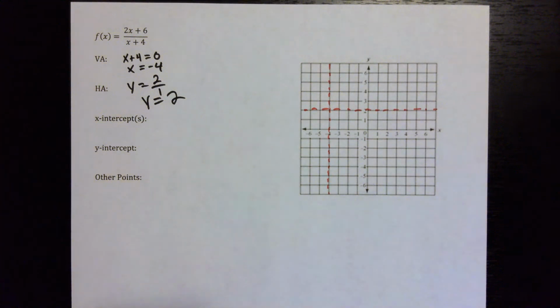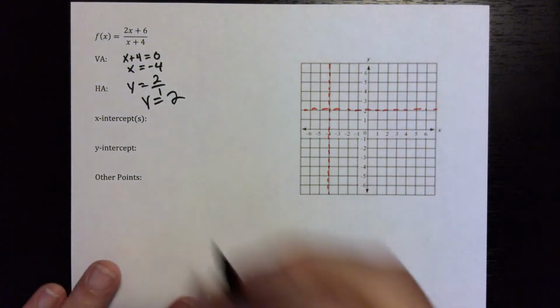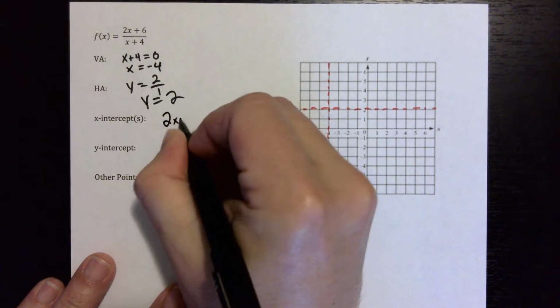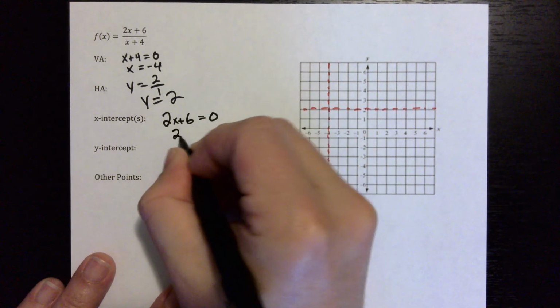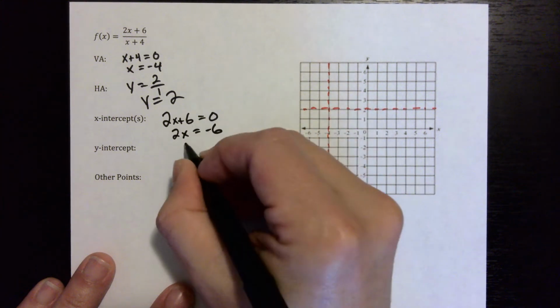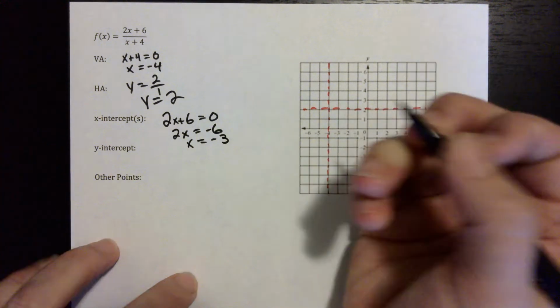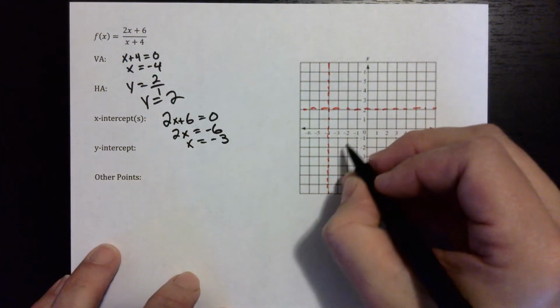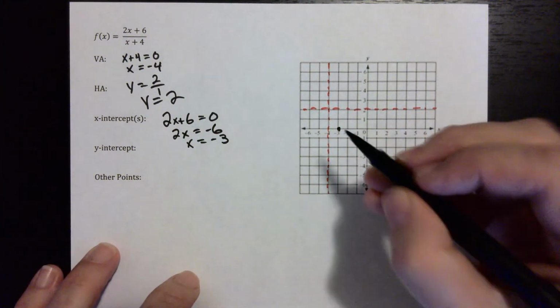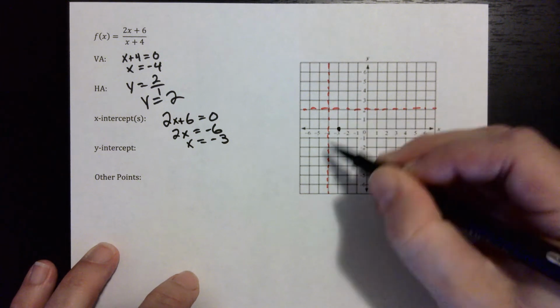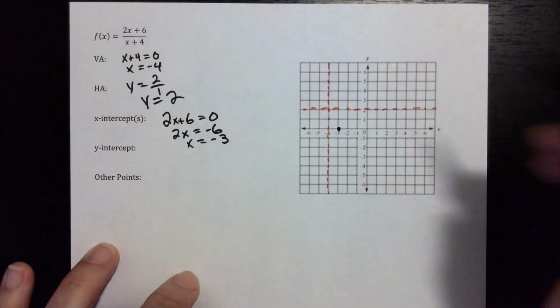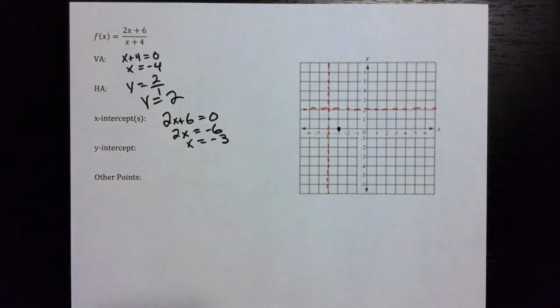All right, so to find the x-intercepts, we set the numerator equal to 0. So 2x plus 6 equals 0. 2x equals negative 6. X is equal to negative 3. Okay, so our x-intercept's negative 3. That's right here. So it looks like this portion of the graph is going to be down here. Probably the other portion is going to be over here, but we'll find out soon enough.